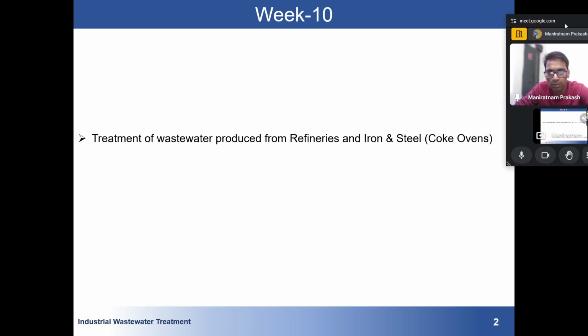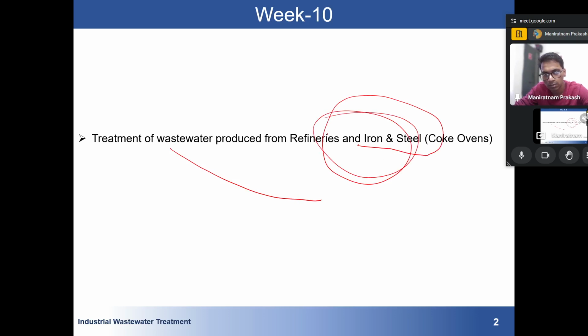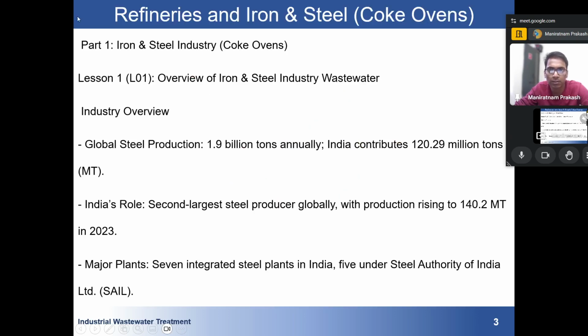So in week 10, we are focusing on the wastewater produced from refineries, coal, and steel. I hope everyone has gone through the lectures, and we will be seeing it one by one. Before going into the lecture, there will be two parts. First, there will be a brief discussion, and after that, there will be question and answer.